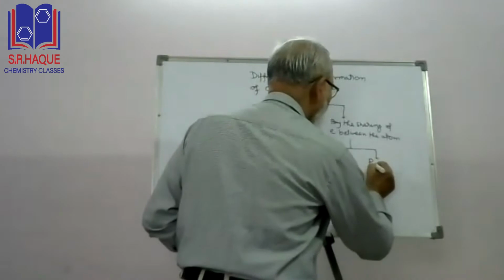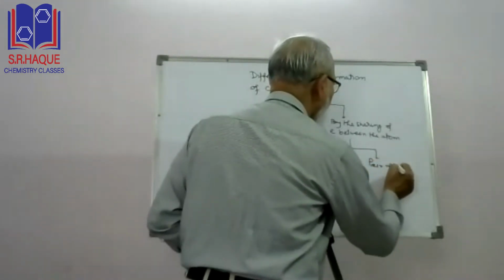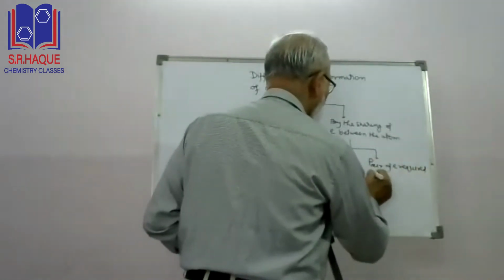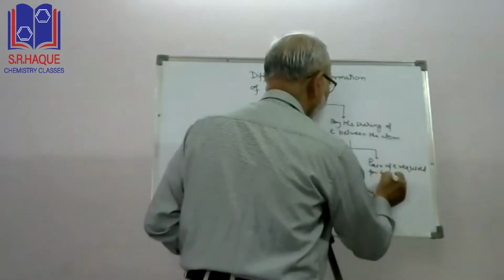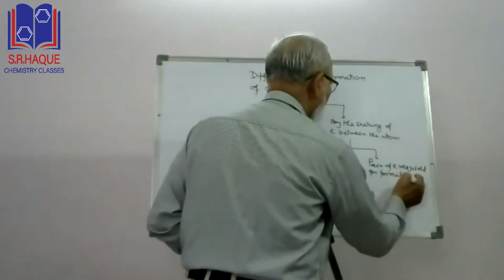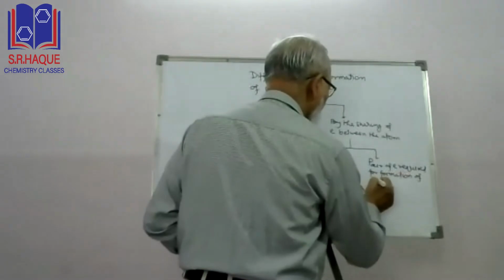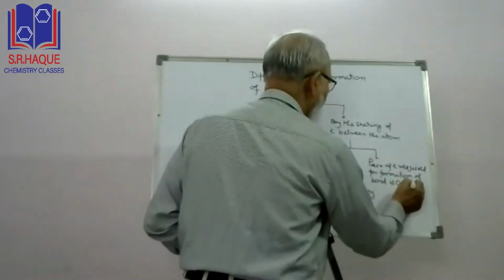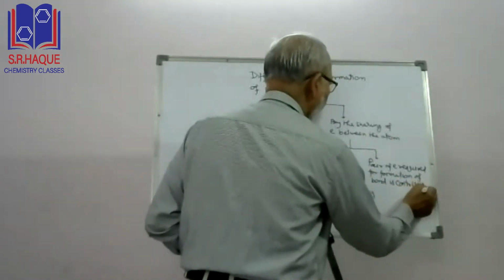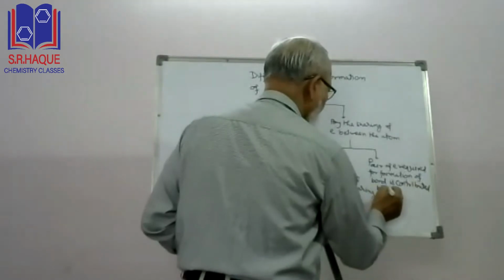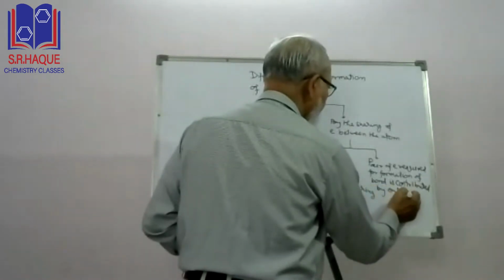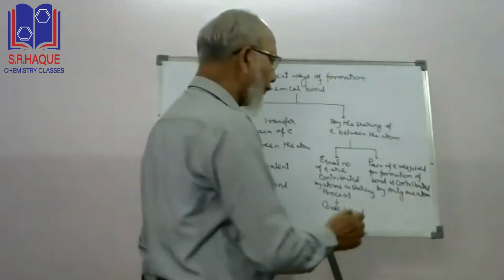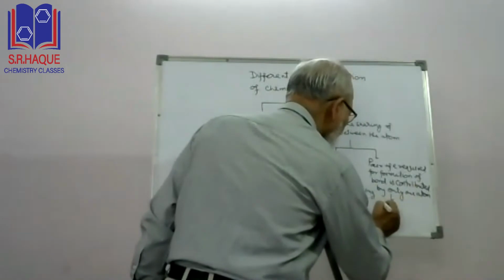Pair of electron required for formation of bond is contributed by only one atom. This will result in the formation of coordinate bond.